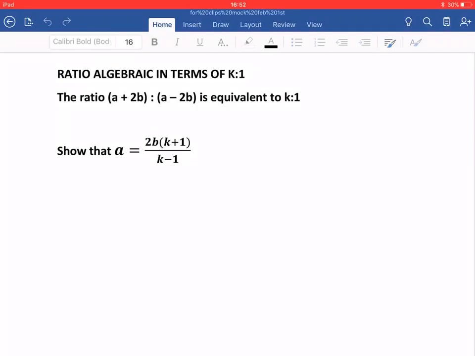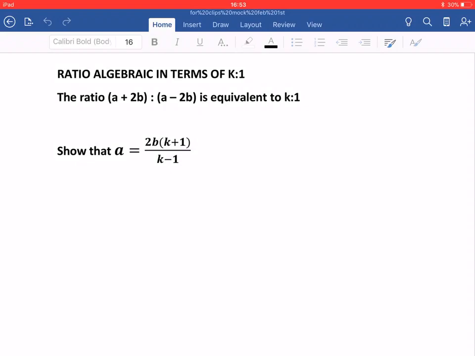Let's have a look. This is something that you are likely to see in the paper or something similar. In your revision list, you'd have this as ratio in algebraic terms, k to 1. So the question is, the ratio a plus 2b to a minus 2b is equivalent to k to 1. And we want to show that a is equal to 2b, brackets k plus 1, everything over k minus 1.